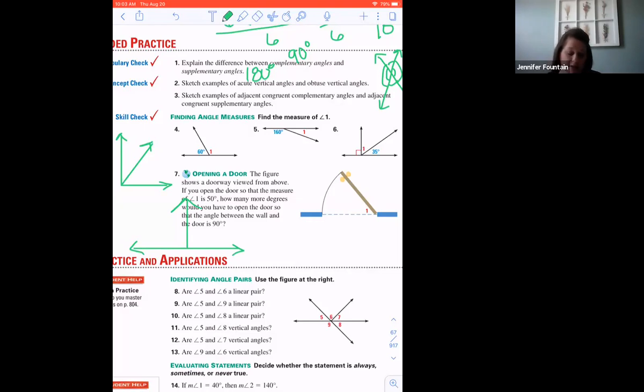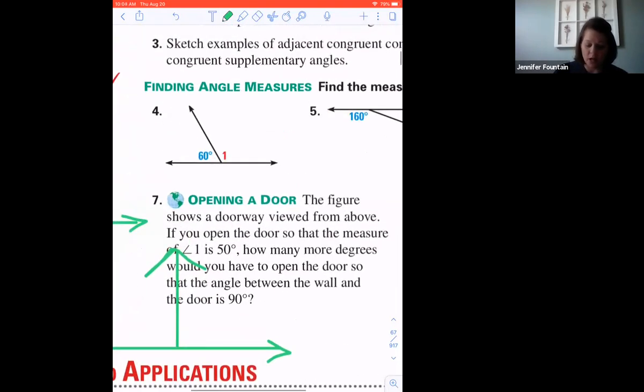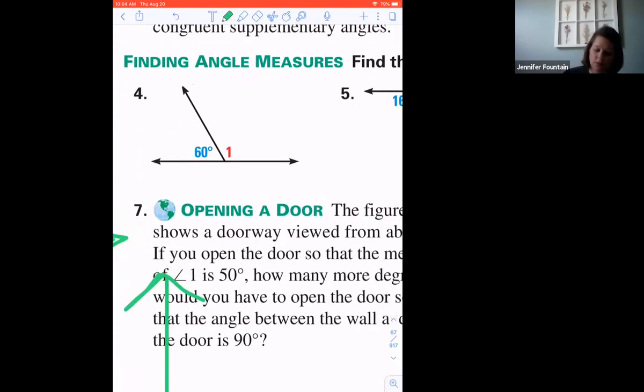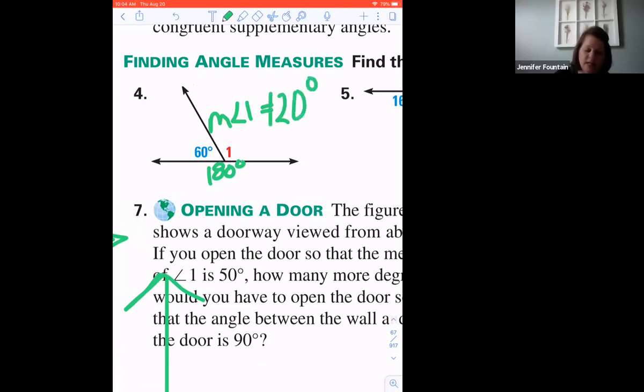All right, so let's look at number 4. It says finding angle measures. Find the measure of angle 1. What do I know my straight line equals? 180 degrees. So if the whole line equals 180 and I'm given 60 degrees, the measure of angle 1 is going to be 180 minus 60, which is going to be 120 degrees.